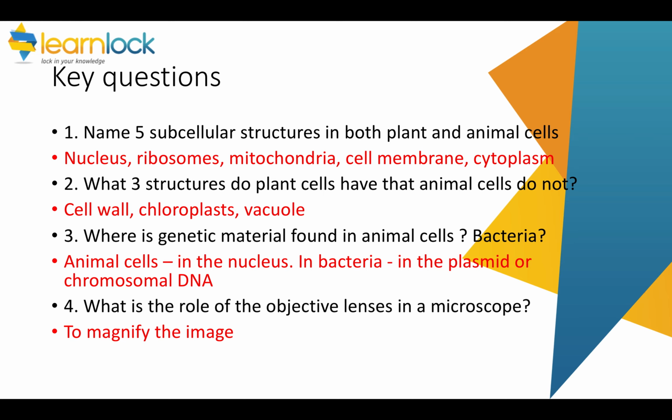Where is the genetic material found in animal cells? Well, in the nucleus. How about in bacteria? In the plasmid, those circular loops, or chromosomal DNA. What's the role of the objective lenses? They magnify the image, they make it bigger.